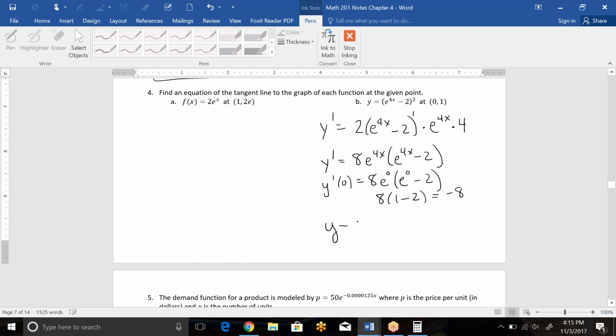So then we take our slope. So y minus y1, so that would be 1, equals the slope times parentheses x minus x1, which is 0. And this would be y minus 1 equals negative 8x. That would not be there at all. And then we add over the 1. So negative 8x plus 1.